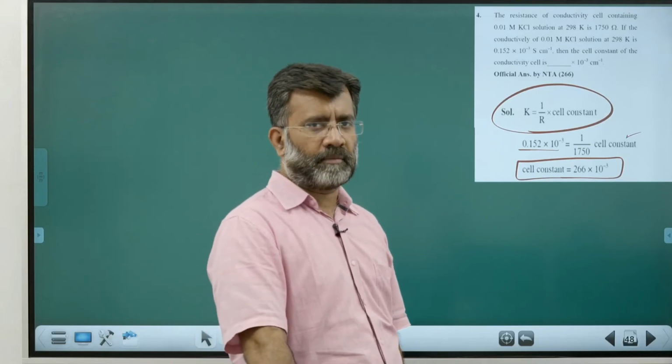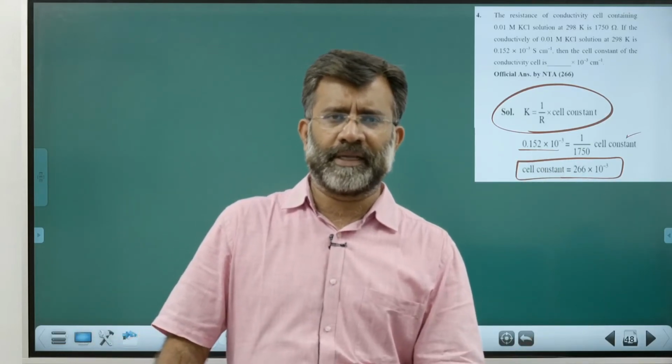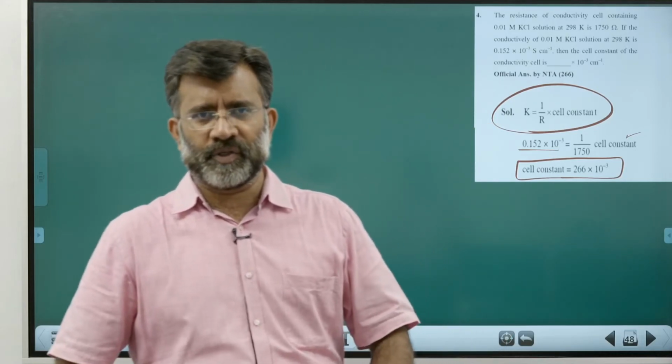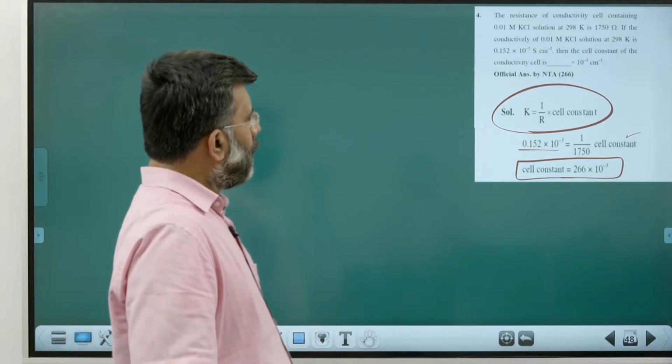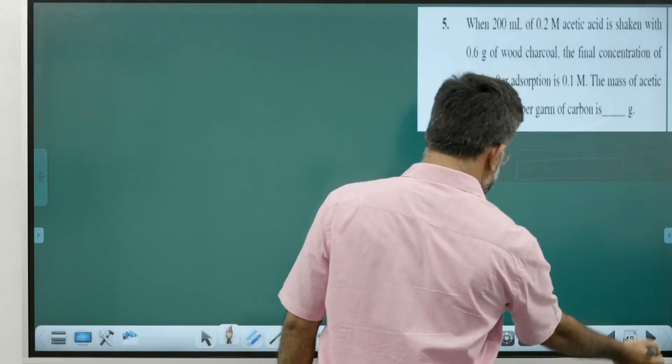266 times 10 to the power minus 3. All the answers will be reported in that way only, because it is a numerical part and the answer is to be entered in digital format. Answer is 266. Direct substitution. Next one.